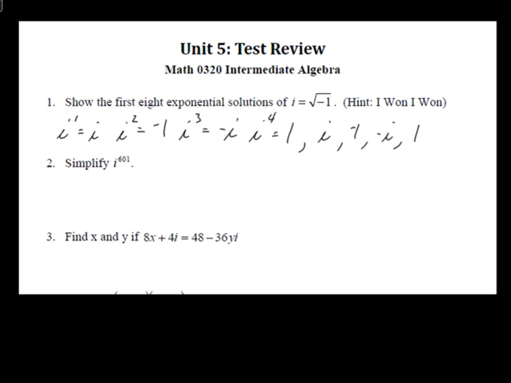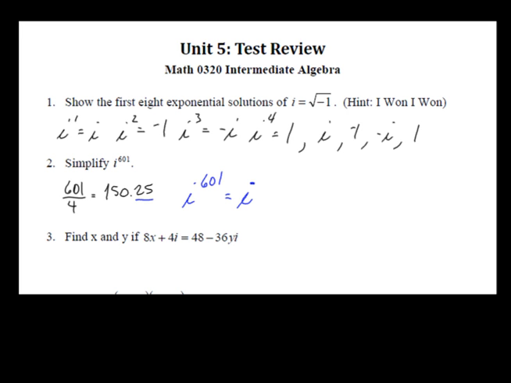Here, simplify i to the 601st power. So the first thing I'm going to do is 601 divided by 4. And we punch that in our little handy-dandy calculator. After we do that, we get 150.25. The only thing that I'm concerned with at this point is the 0.25. 0.25 is 1/4. i to the first power is i. So i to the 601 is just i.